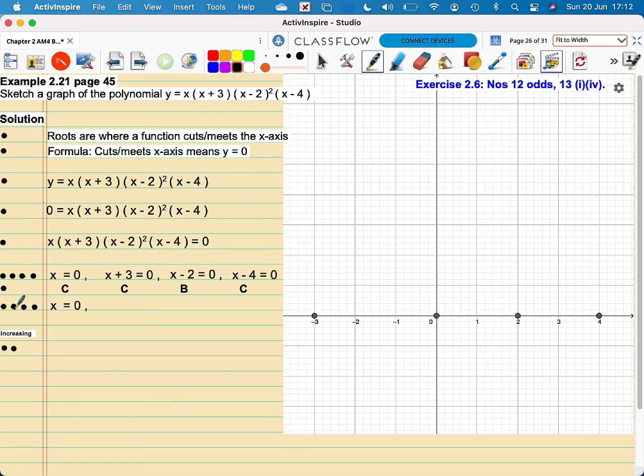So we now write down what the actual roots are. So x is equal to 0, x equals minus 3, x equals 2, and x equals 4. We also know, according to the question, that this is a positive y equals x to the power of 4 situation, so we know it's going to be increasing at the end. The tail at the end is going to be going upwards.